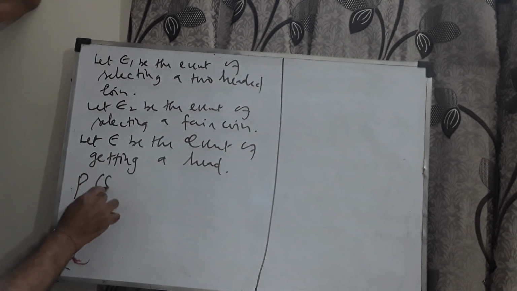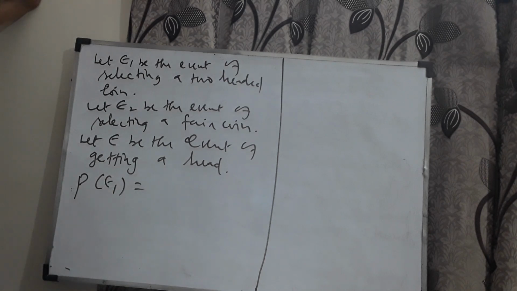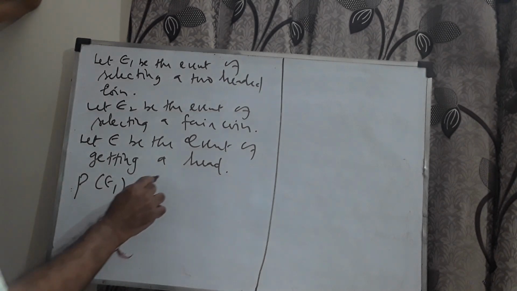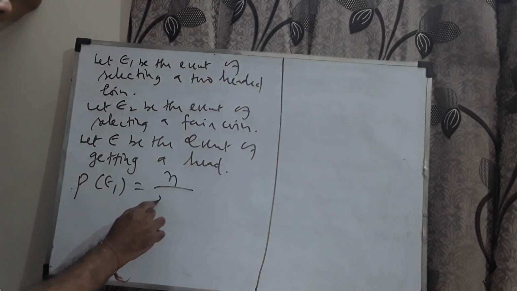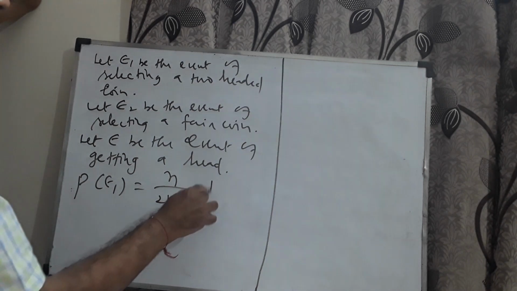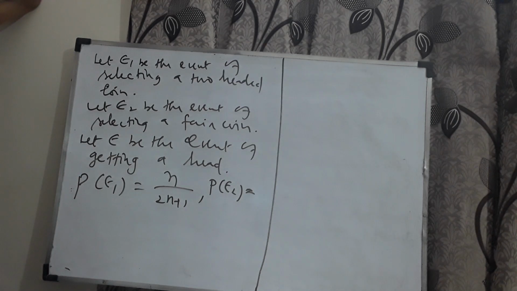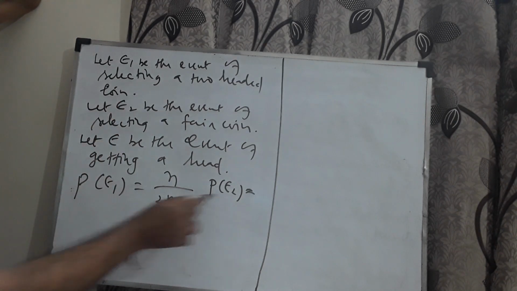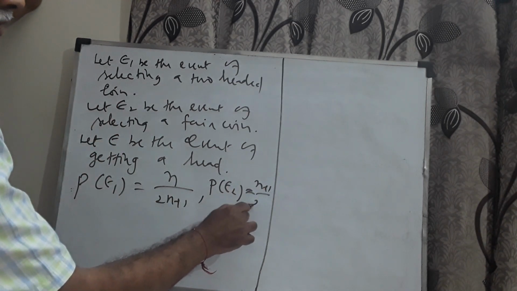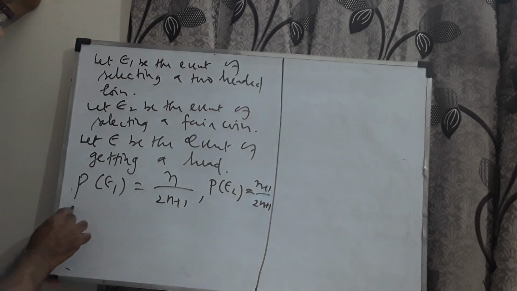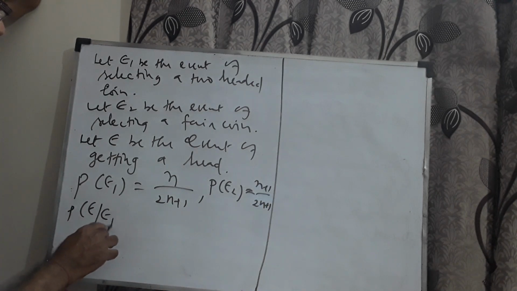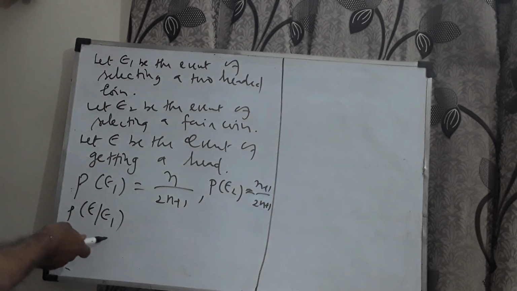Okay, now P of E1. How many two-headed coins are there? N. Total number of coins, 2n plus 1. P of E2. How many fair coins are there? Other than n, there are n plus 1 fair coins. N plus 1 by 2n plus 1. Now P of E given E1. We are selecting a two-headed coin and you are getting a head.